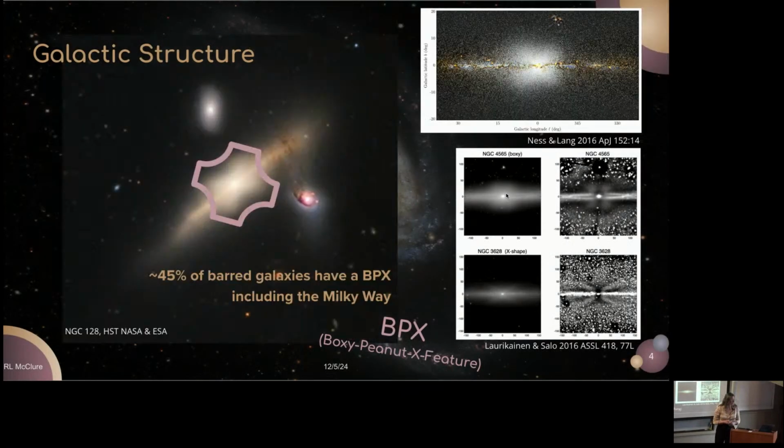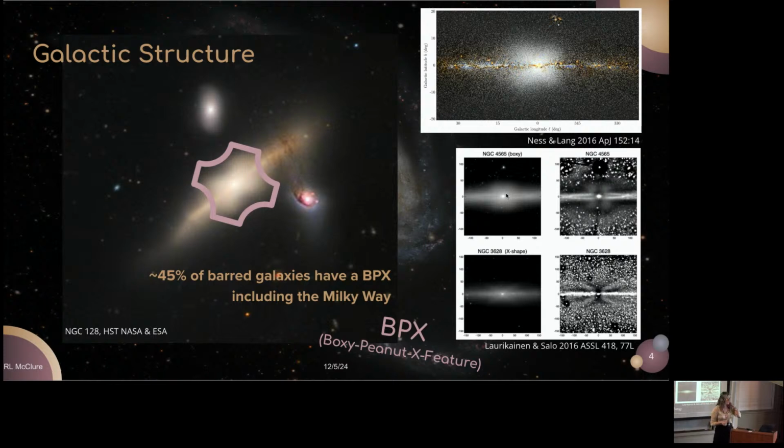We do have a BPX in the Milky Way. I'm going to highlight that up top. This is mid-IR imagery, stellar counts, I think, of stars directly in the Milky Way. Below that, I'm showing a couple of other examples of X's. And I'm going to highlight that 45% of massive local barred galaxies do have a BPX, including the Milky Way. So these are common features.